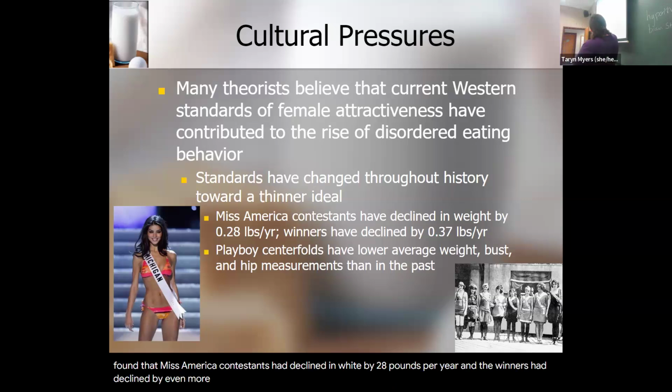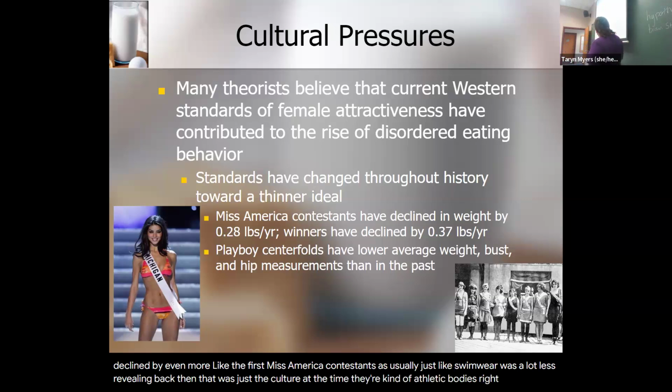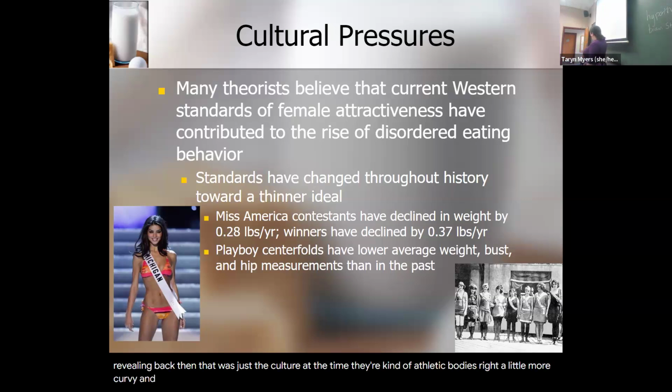And so these are like the first Miss America contestants. As you see, swimwear was a lot less revealing back then. That was just the culture at the time. Athletic bodies, right? A little more curvy. And then in the early 2000s, this is what Miss America contestants were looking like.